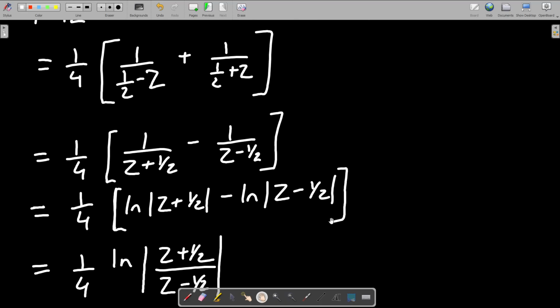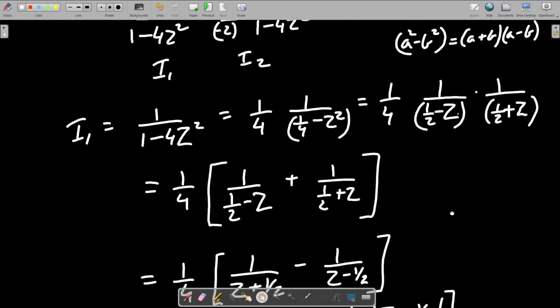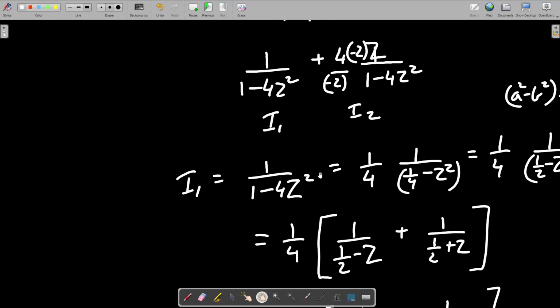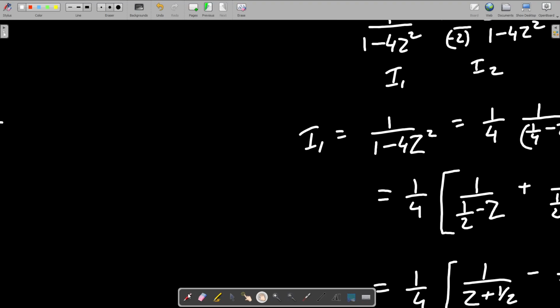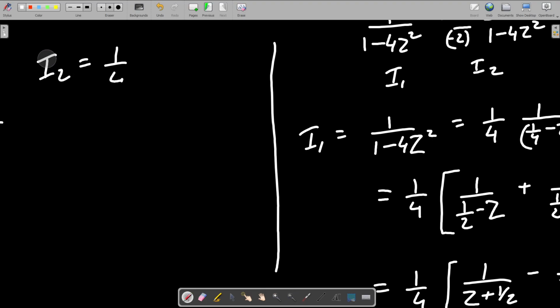What is I2? The I2 integral was what? So you all do it below. Don't do side by side, you all do it below. I2 was 1 by 4 times z upon 1 minus 4z square, right?